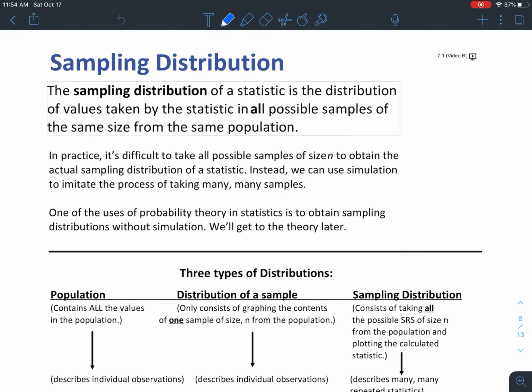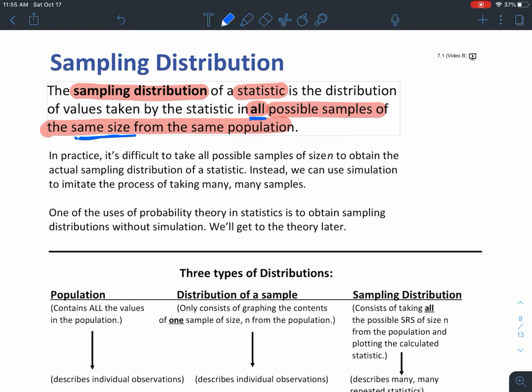Okay, we're going to pick up where we left off on the last video here. We started chapter 7, which focal point was on what a sampling distribution is. A sampling distribution of a statistic is the distribution of values taken on by that statistic in all the possible samples of the same size.